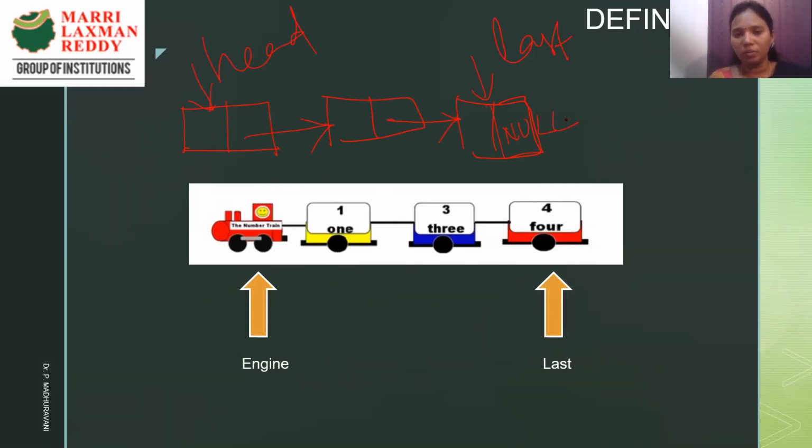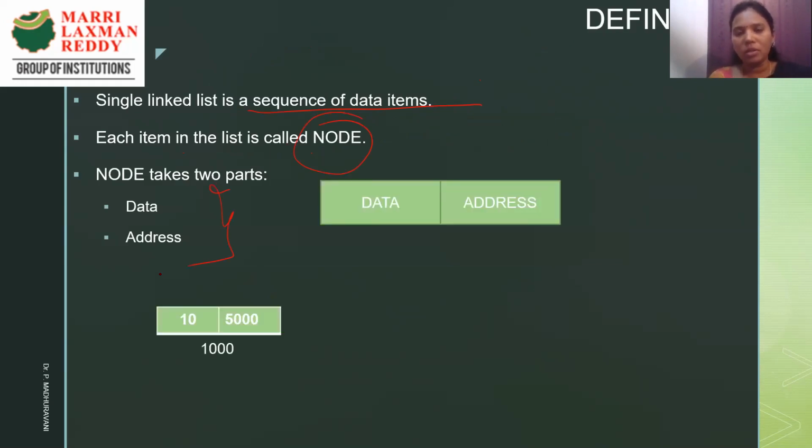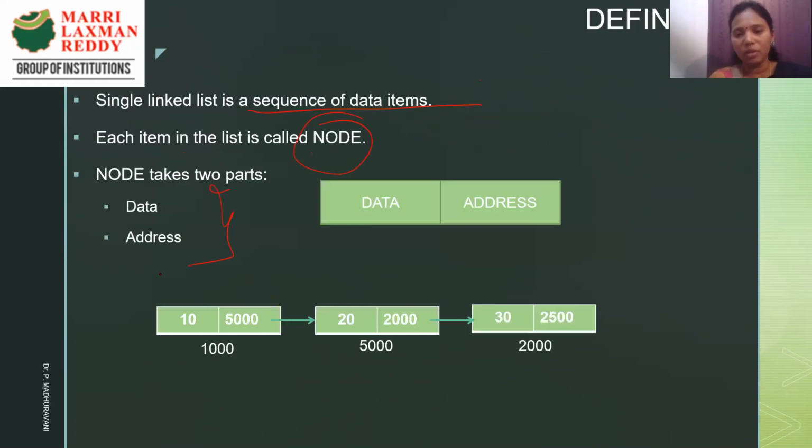in the list. Coming to the definition of the linked list, it is a sequence of data items where each data item is called a node and it has two parts. One is the data and the other is an address. Let's take an example of a linked list with four data values: 10, 20, 30 and 40. The first node is called the head and the last node is called the last.